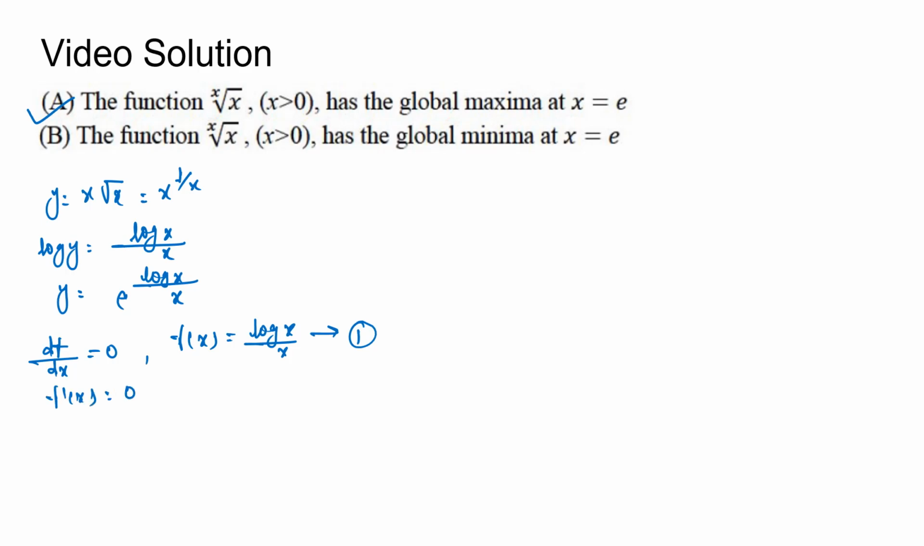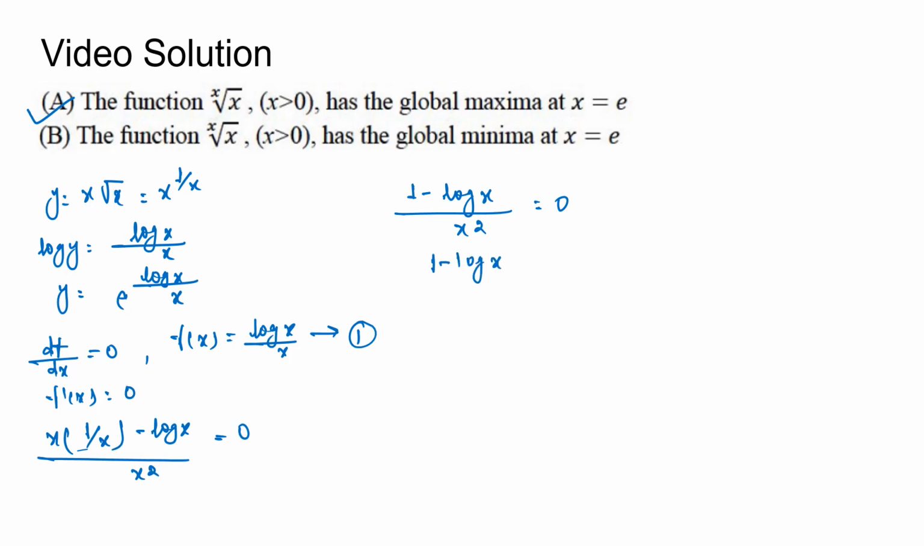So now if we differentiate it, we will get x into 1 by x minus log x divided by x square equal to 0. We can write it like that: 1 minus log x divided by x square equal to 0. 1 minus log x equal to 0, which will become log x equal to 1. So if you simplify it, we will get x equal to e.